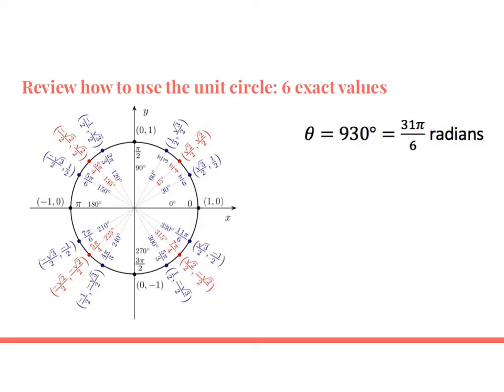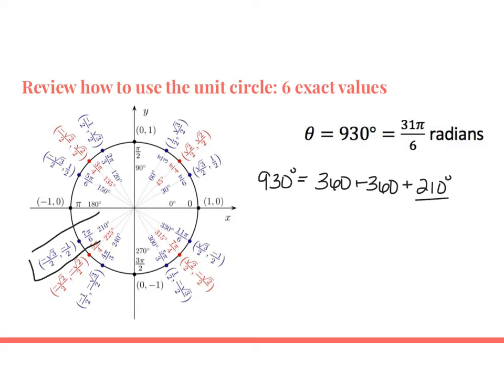For the third example, remember that the circle is continuous and you can keep going around the circle as many times as needed. So if we want to go 930 degrees or 31 pi over 6, one full circle is 360 degrees. So we're going 2 full circles and 210 degrees more. It's going to put us down here into quadrant 3 at 210 degrees.